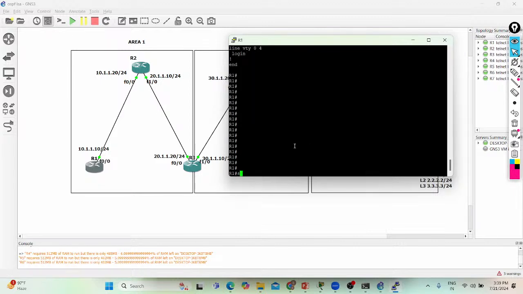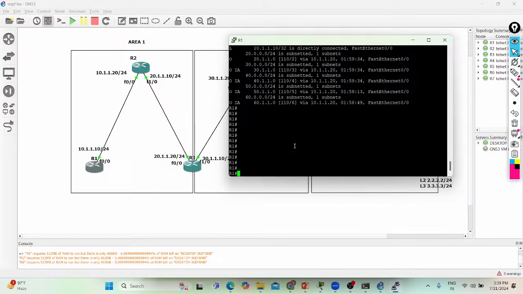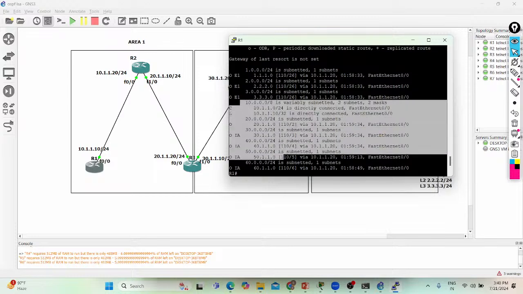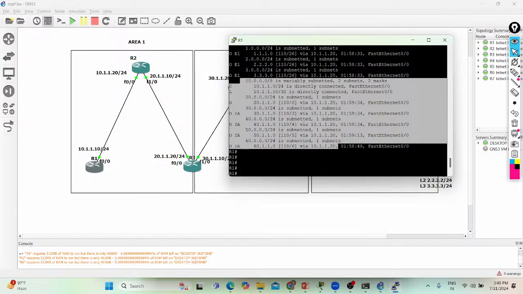So if I check my routing table, show IP route, I have all the routes, whether it is 1, 2, 3, 10, 20, 30, 40, 50, 60, all routes I have.